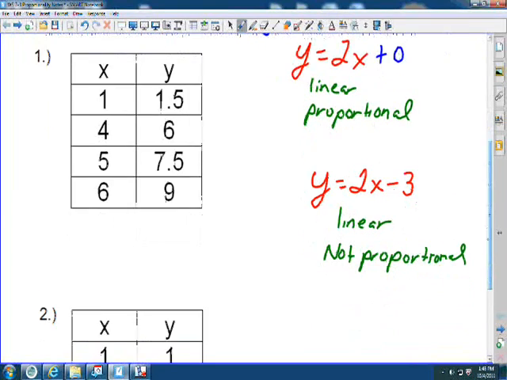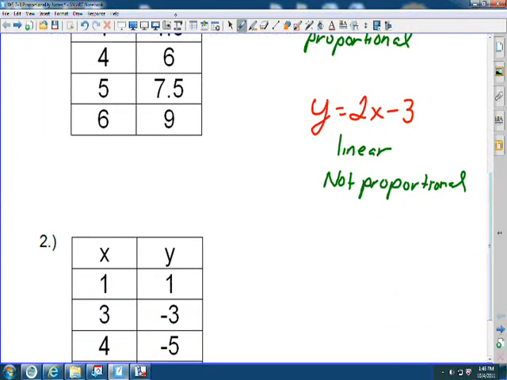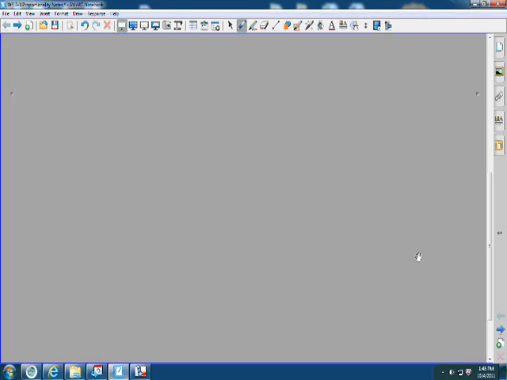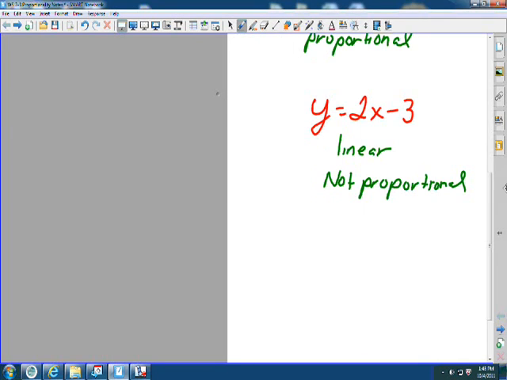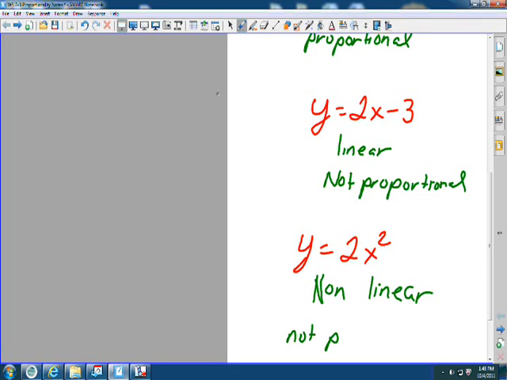Another type of example you could have, and again, you just need to ignore all this stuff on the side, we're going to come back to that in a minute. If you have y equals 2x squared, the first thing you would do is put it in the calculator, and you're going to find out that it is non-linear. If it is non-linear, it cannot be proportional. So it is not proportional. It has to be linear in order to be proportional.